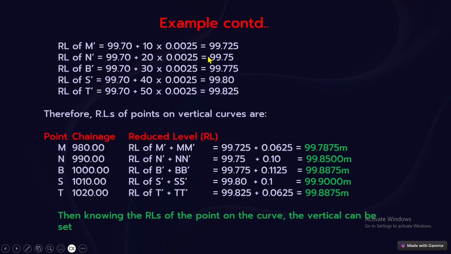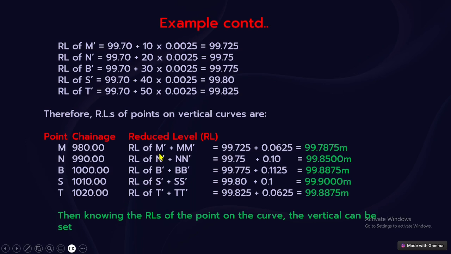So now we have the RL of the points M dash, N dash, B dash, S dash, T dash. Of course we know the chainage. Now we have to find out the RL of the points which are on the curve, that means M, N, B, S, T. The chainage we know: A, the starting point, is 970, M is 980, N is 990, B is 1000, S is 1010, T is 1020, and last C, that is tangent point 2, is 1030.